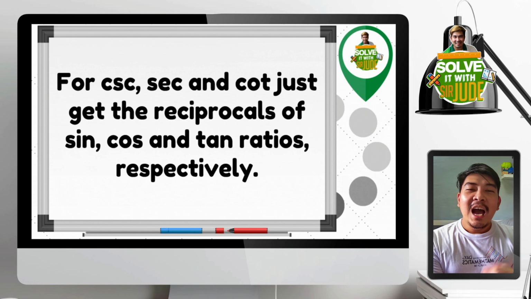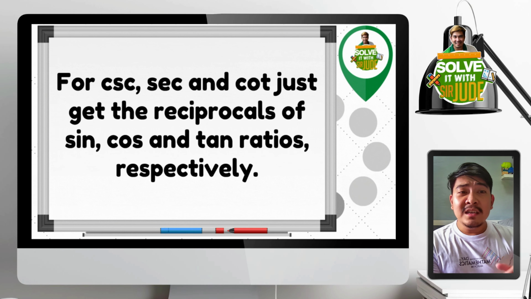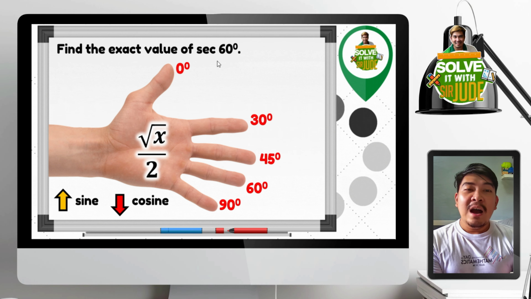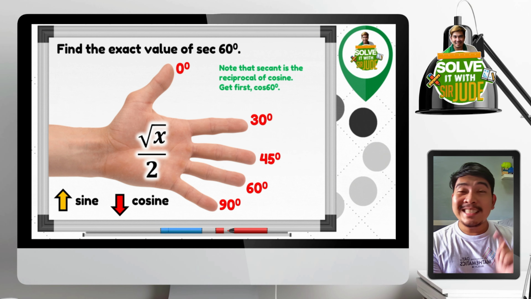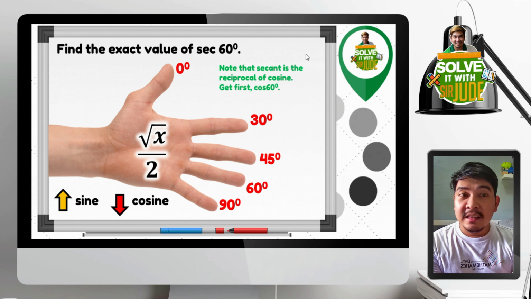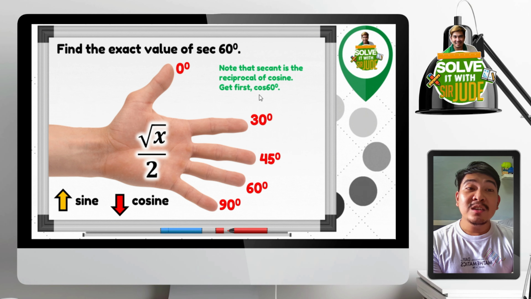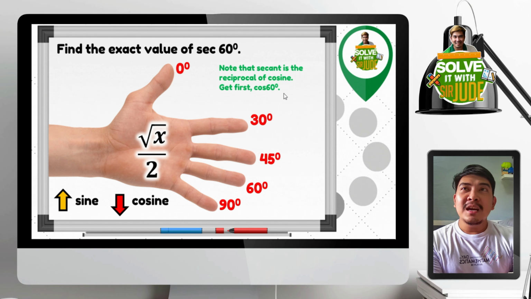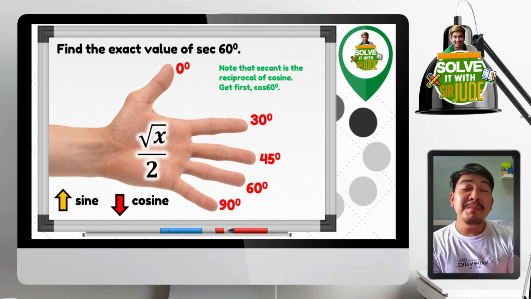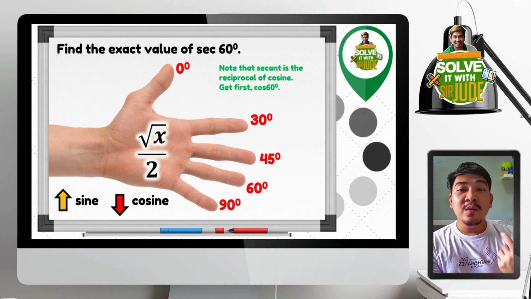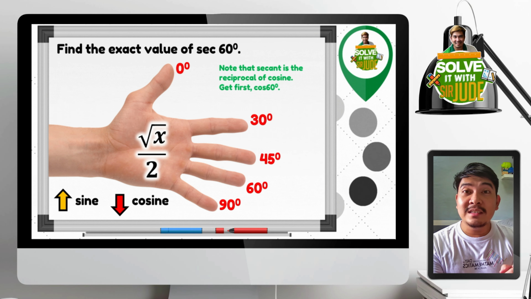Okay? So next, how about, sir, for cosecant, secant, and cotangent? Oh, no worries. We need to consider its reciprocal. So how about if we are going to ask the exact value of secant 60 degrees? We need to note that secant is the reciprocal of cosine. So therefore, we need first to get cosine 60 degrees. Because once we get cosine 60 degrees, we just take its reciprocal, and that will be the equivalent ratio of secant 60 degrees.